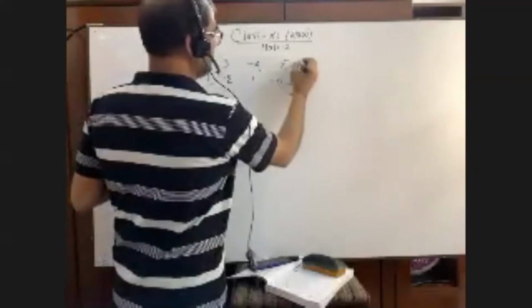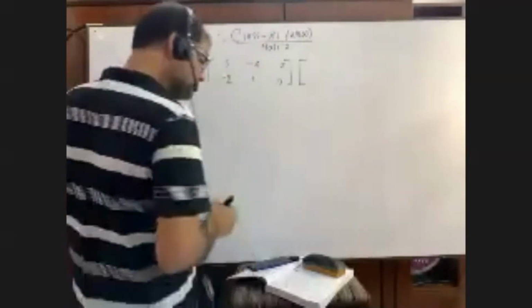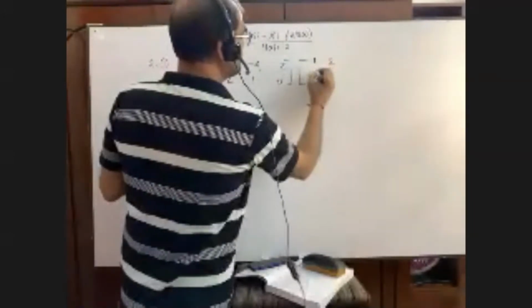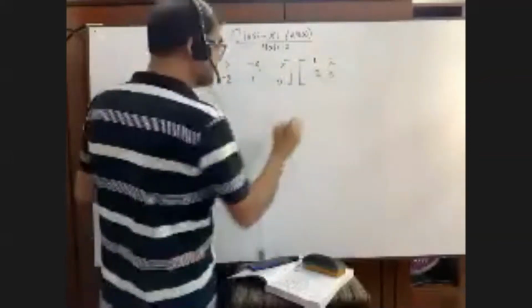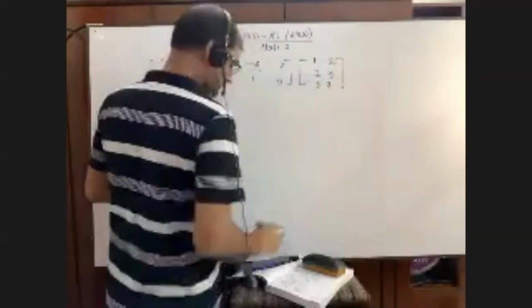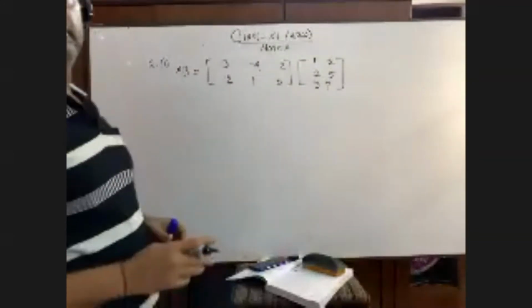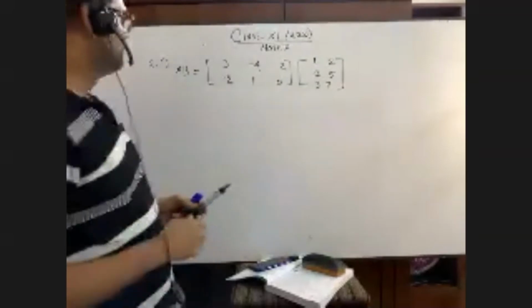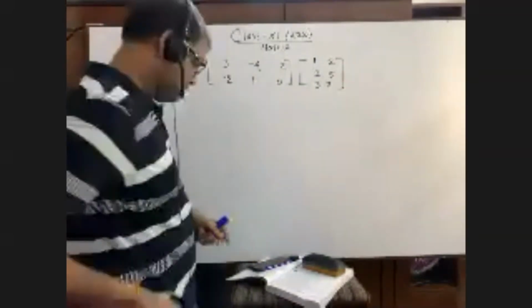And this is B. You see what is B here? B is 1, 2, 2, 5, and 3, 7. This is B. Okay. Have you got me? Yes, sir. Now you see here the order is, just wait.